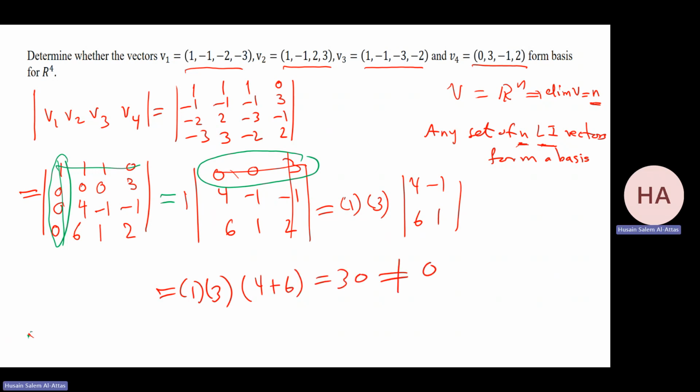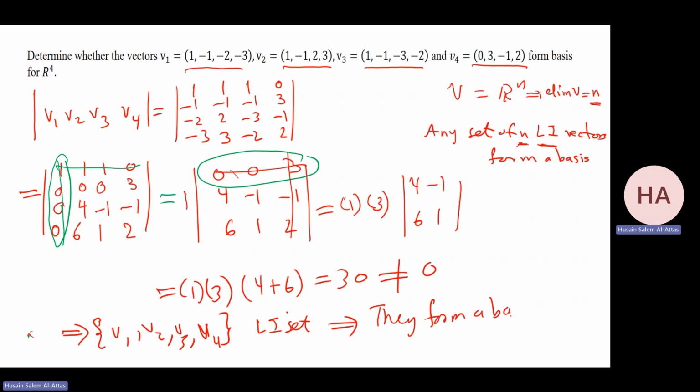The most important thing is that it is not equal to 0. It means the set V1, V2, V3, V4 is a linear independent set. And that means they form a basis for R4, since they are in R4. The dimension of R4 is 4, and we have 4 vectors in R4. This is R4, 1, 2, 3, 4, and we can count them as 4 vectors.